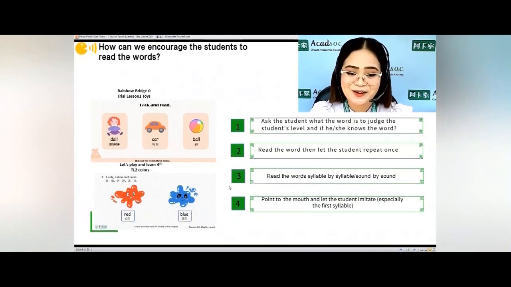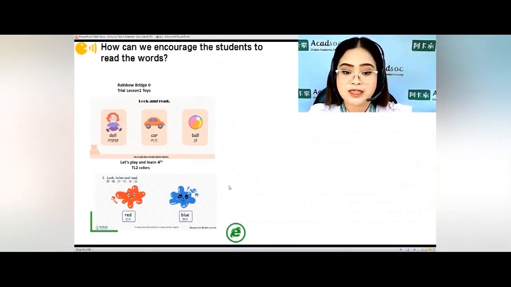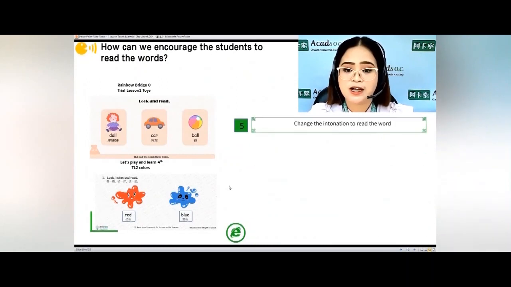So like that, okay? Now, I will let you see a video later, okay? But let's try to take a look at these tips, all right? Now, we've got here, change the intonation to read the word. Say, for example, this is a doll. This is a doll, like that.